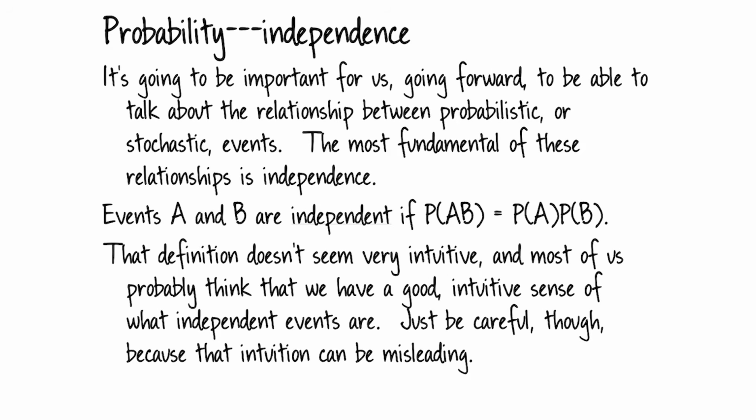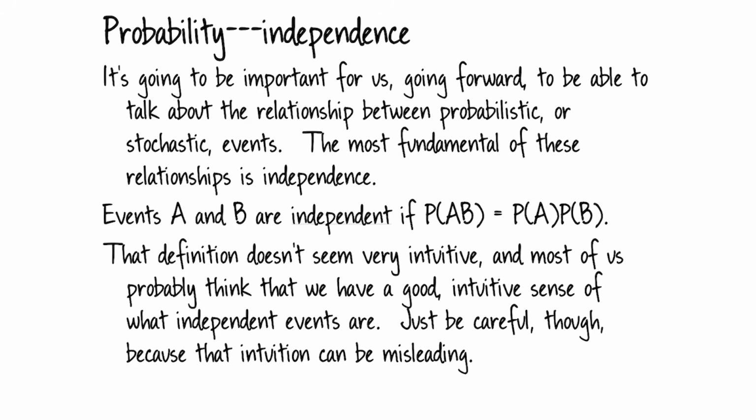Okay. So going forward, it's going to be important for us to be able to talk about the relationship between these probabilistic events, or also known as stochastic events. Okay? And the most fundamental of the relationships that we're going to be concerned with is something called independence. Okay? So let me first give you the definition of independence in probability. Events A and B are independent if the probability of their intersection is equal to the product of their probabilities.